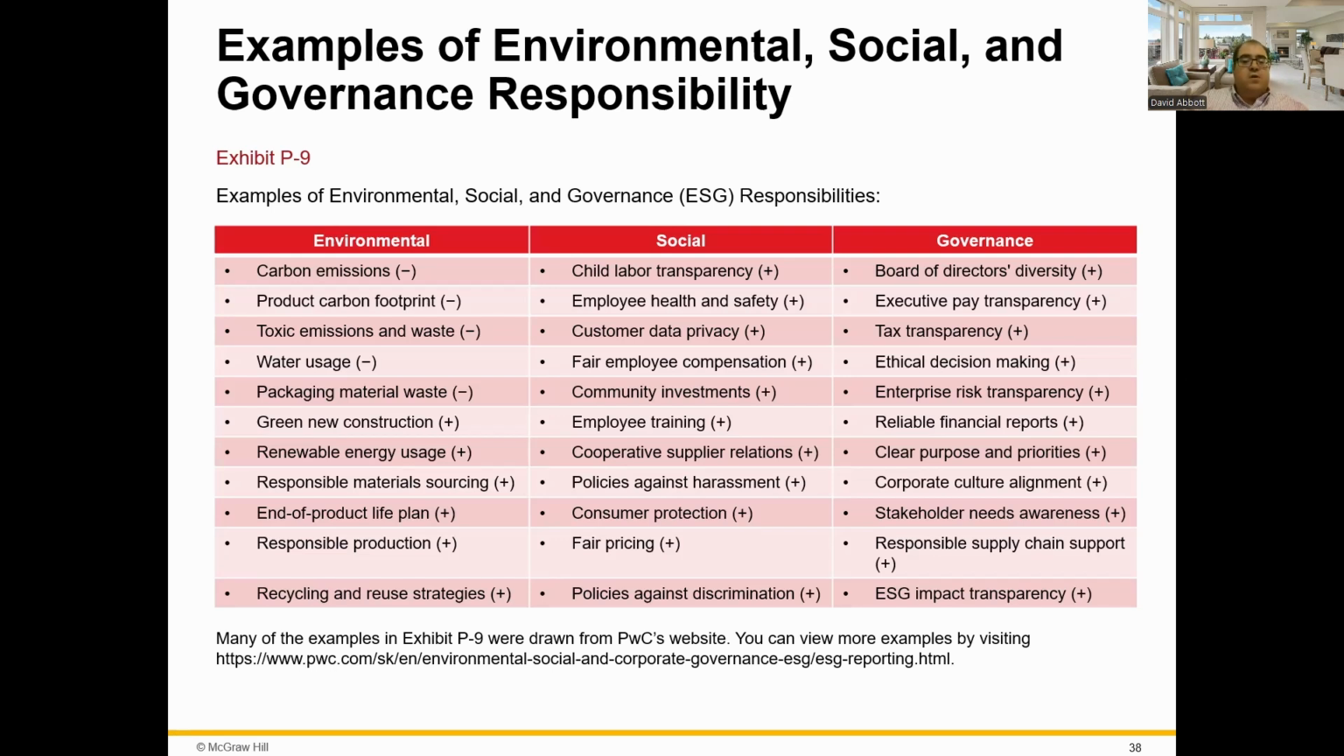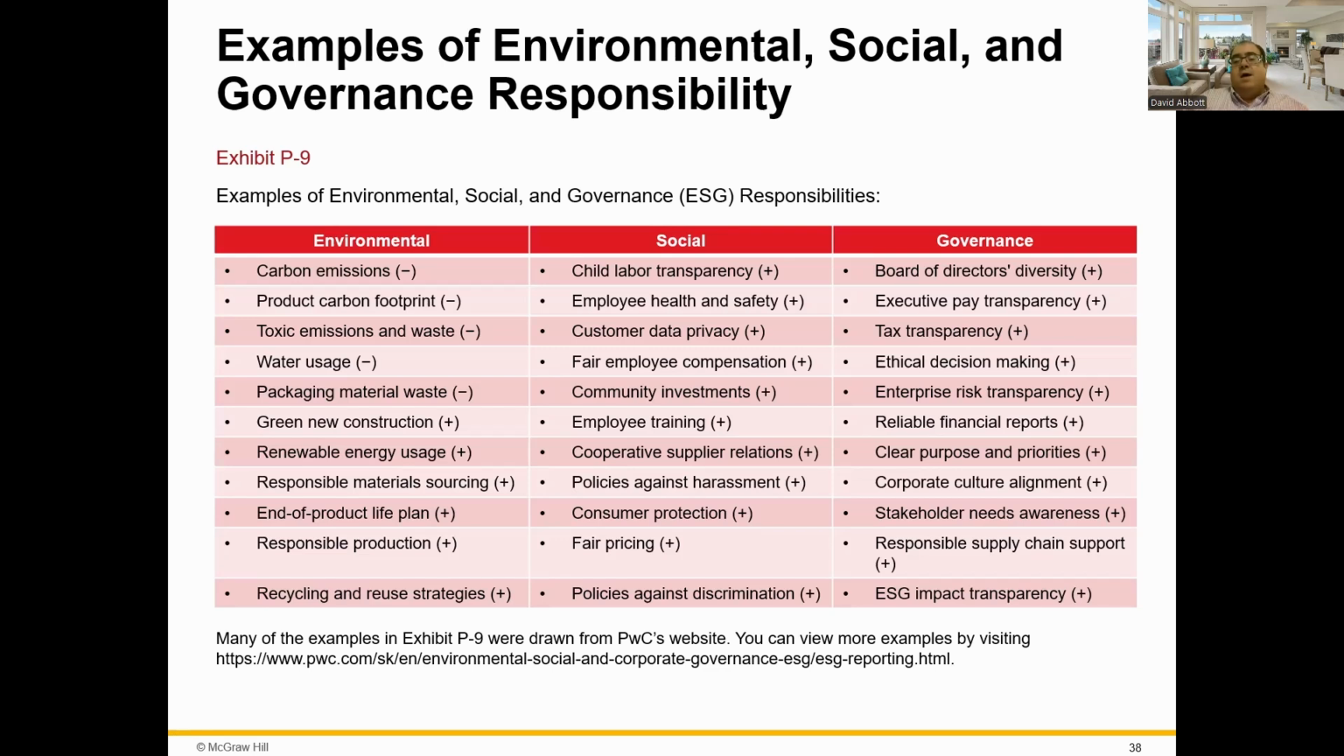Responsible material sourcing, what happens at the end of a product life. So for example, a computer, once it's no longer useful, what's going to happen to it after? So having recycling plans. I know Apple does that. I know they take back a lot of their products. Responsible production, recycling, and reuse.